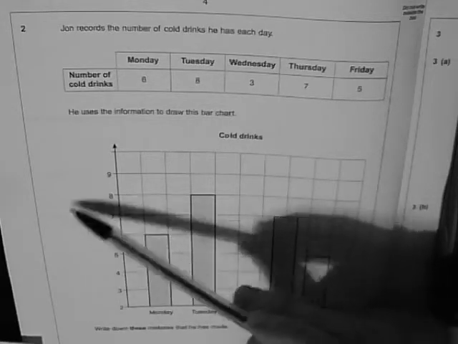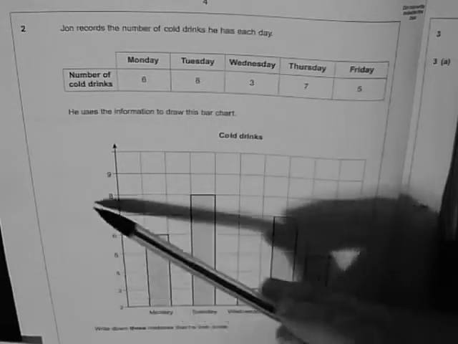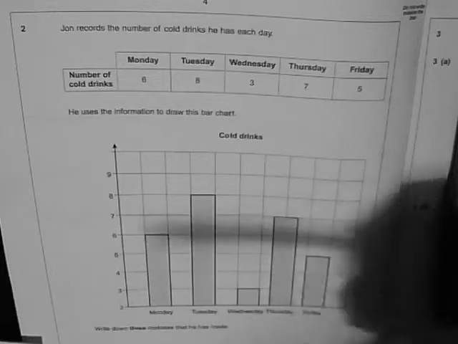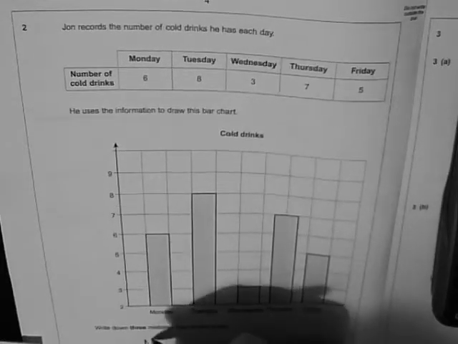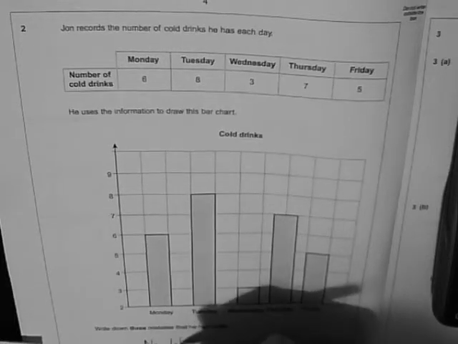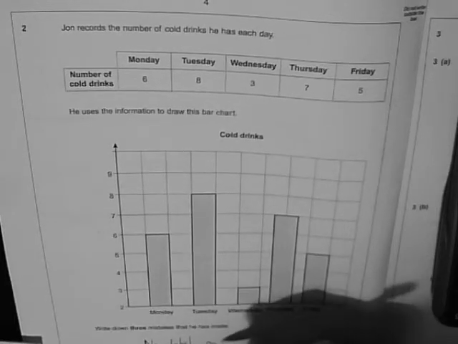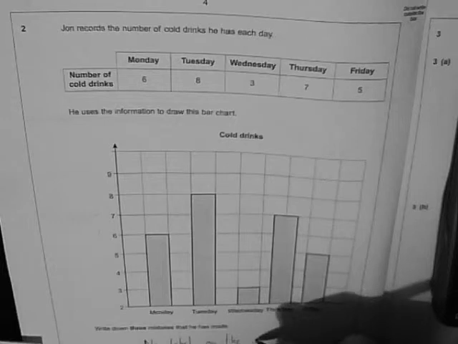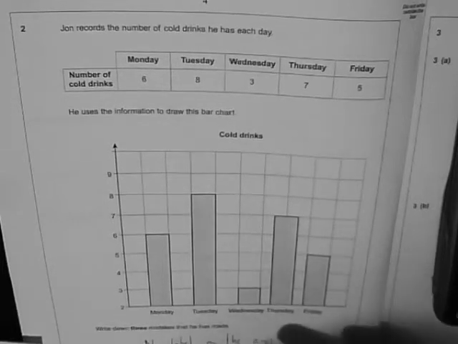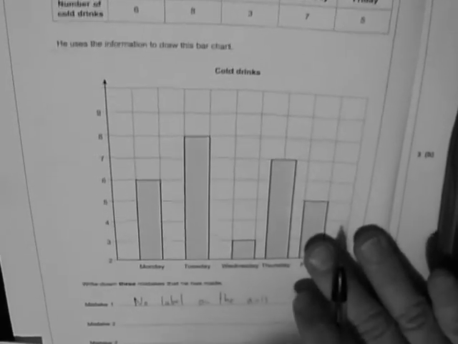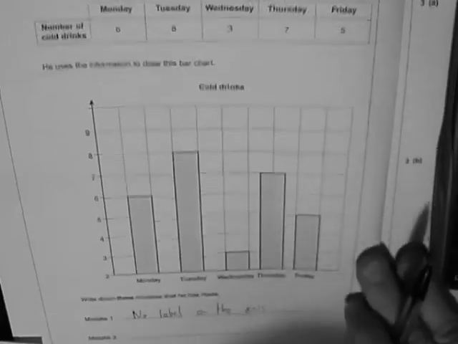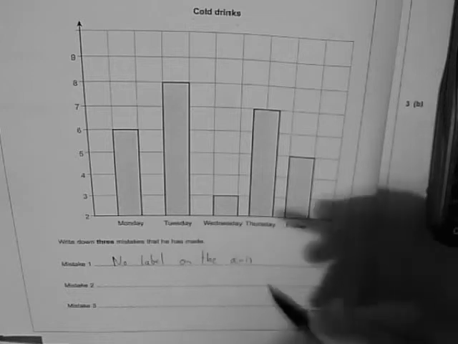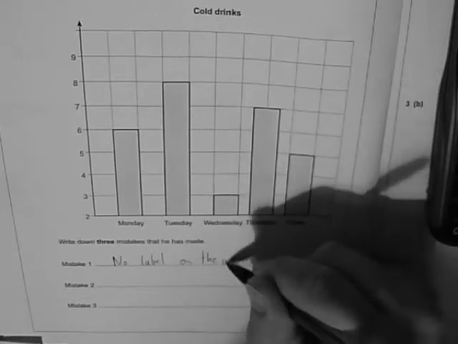What's he missing here? He's missing a label for this axis. So that's mistake 1: no label on the axis. Apologies, you can't see me writing this down. I think it's more important to be able to see the pictures, although we've established that the numbers are correct, so we can move the paper down a bit. No label on the axis, on the y-axis I'll put.